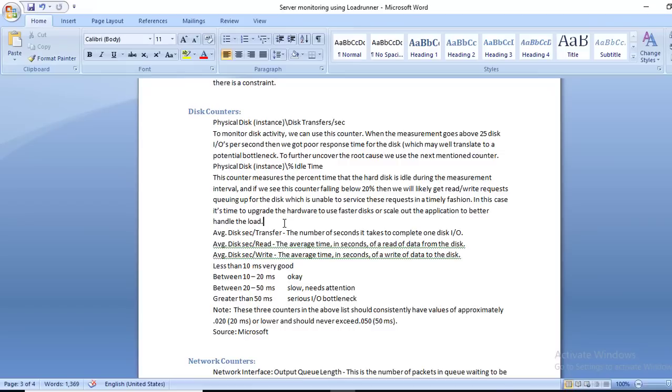Now, less than 10 milliseconds is very good to read the data from the disk. If it is taking less than 10 milliseconds, it can be considered very good. Between 10 to 20 milliseconds, it's okay. 20 to 50 milliseconds, slow, need attention. Greater than 50 milliseconds means it's a bottleneck, a serious issue.